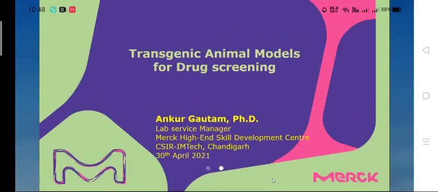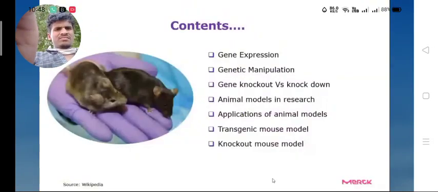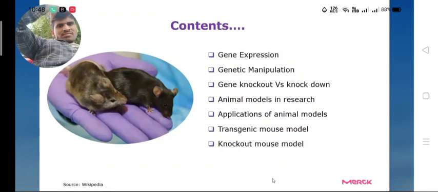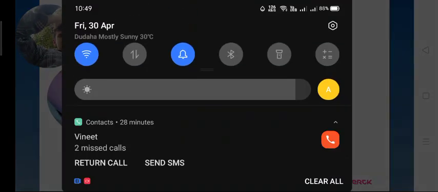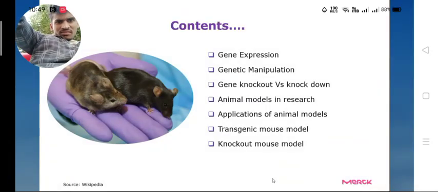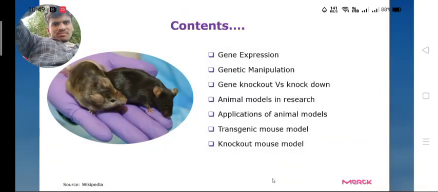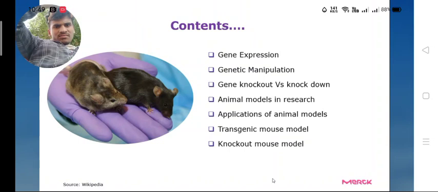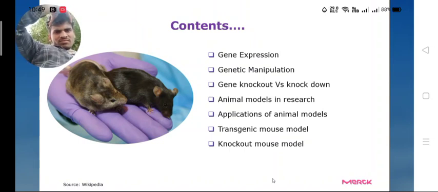In the next 30-40 minutes, I will be discussing gene expression, genetic manipulation, gene knockout versus gene knockdown, animal models in research, application of animal models, the transgenic mouse model, and the knockout mouse model. I will discuss how these models can be generated and how they can be used in studying disease.